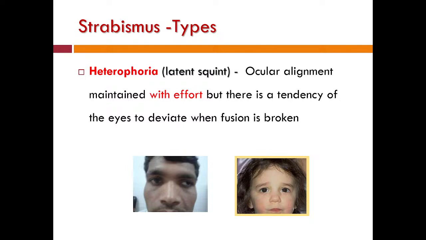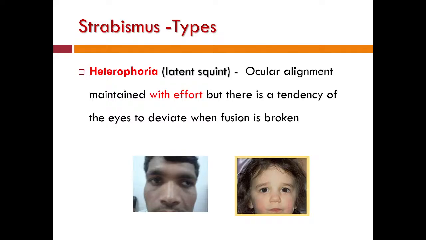So we have to elicit the latent squint. We have to do a test, the cover uncover test, to see whether the eye is still maintaining fixation or there is a tendency for deviation, which is called latent squint. And if it persists for a longer duration, it may become a manifest squint. So heterophoria, latent squint, is where alignment is maintained with effort of fusion, but there is always a tendency for the eye to deviate when the fusion is broken.